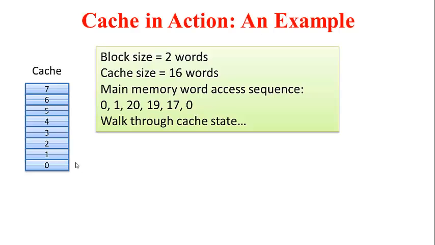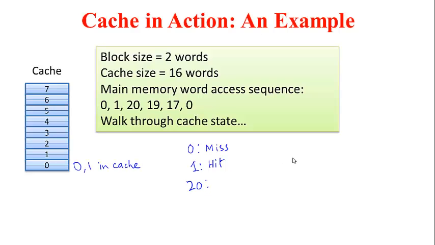As part of handling this cache miss, the cache controller will pull in words 0 and 1 onto block number 0 in the cache. So during access of 0, it is a miss and 0 and 1 are loaded. Following that, during access of memory word address number 1, it is going to be a hit because of spatial locality. 1 was already fetched during the last miss. What about while accessing memory word address 20?